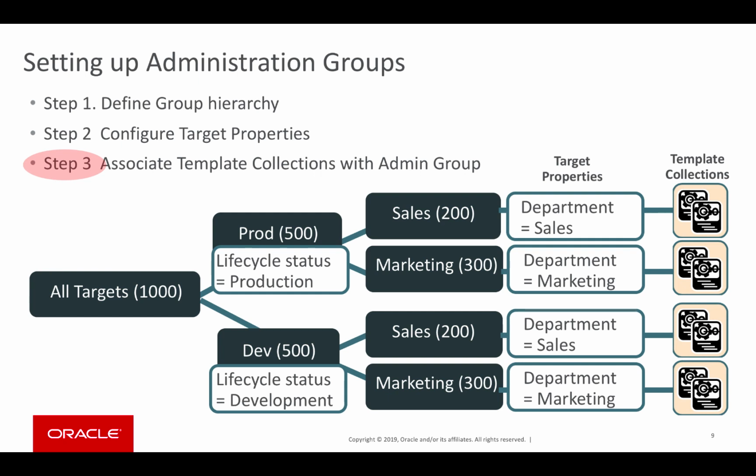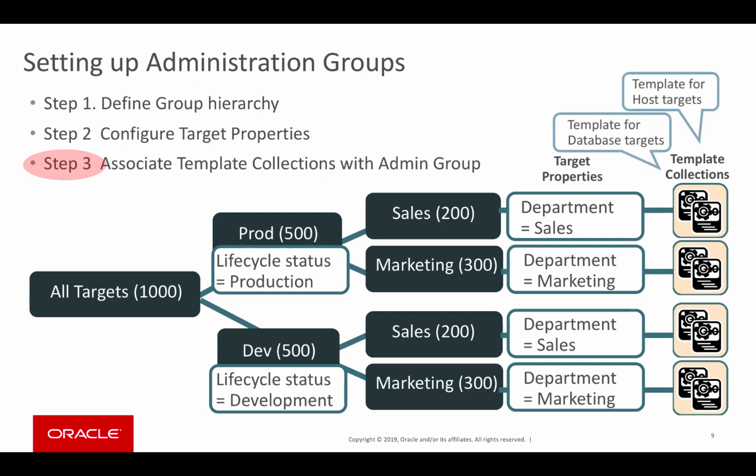This is not just one template though. It is a set of monitoring templates which covers all target types in the group. So if the production sales node has 2 different target types such as host and database, you need 2 monitoring templates in a template collection, one for each target type.